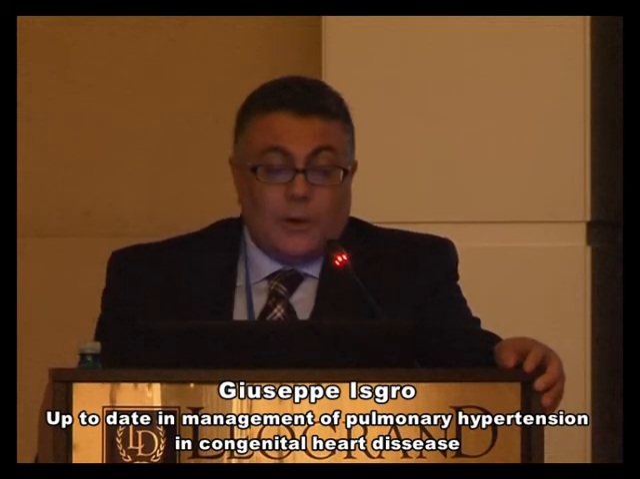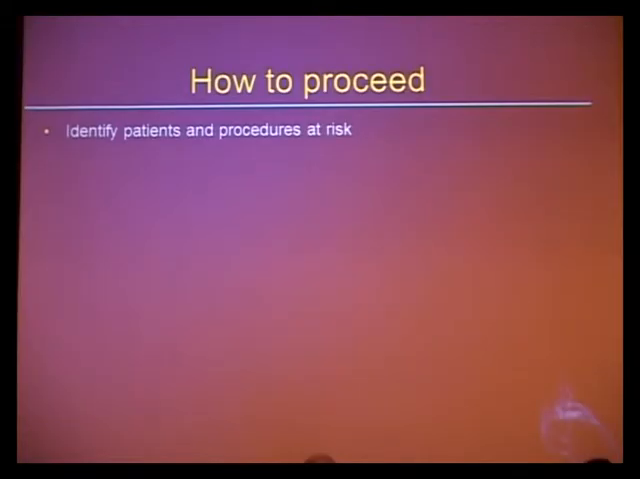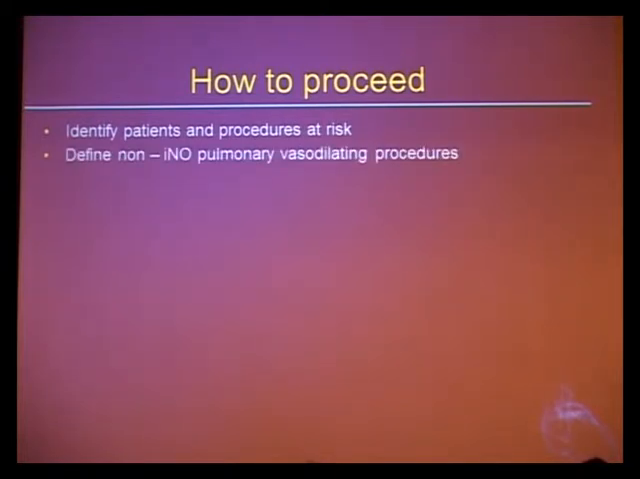So how to proceed to use nitric oxide in this kind of population? First of all, we have to identify all patients at risk for developing pulmonary hypertension in the post-op. And we have to identify those patients on the basis of the pathophysiology of the congenital heart disease. Define also the procedures that do not require pulmonary vasodilation.